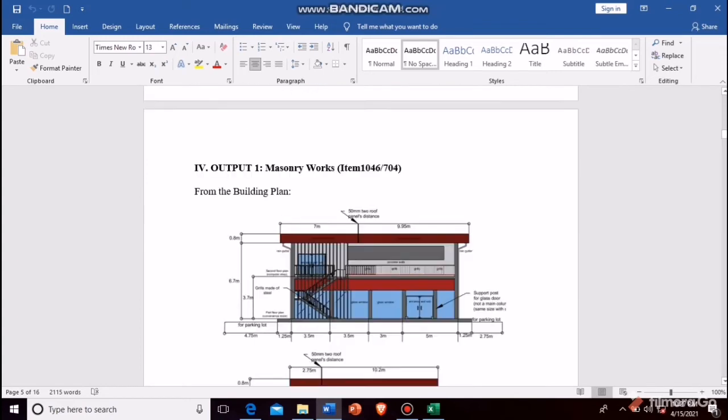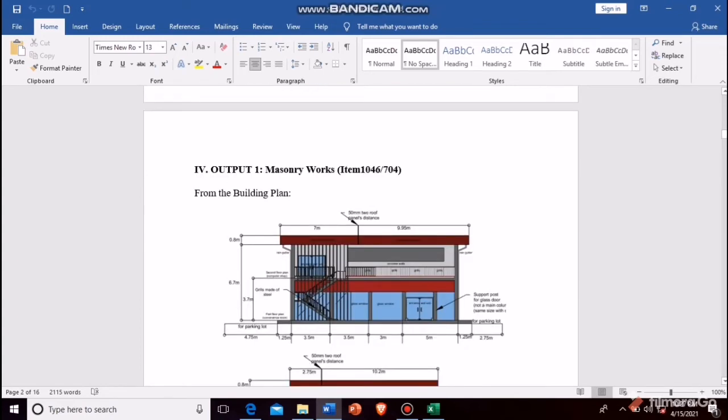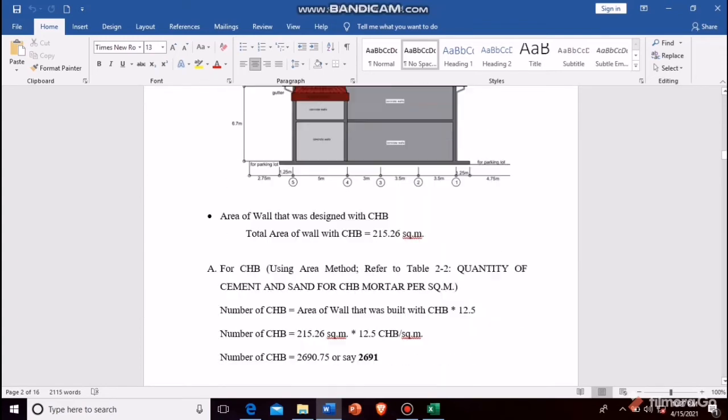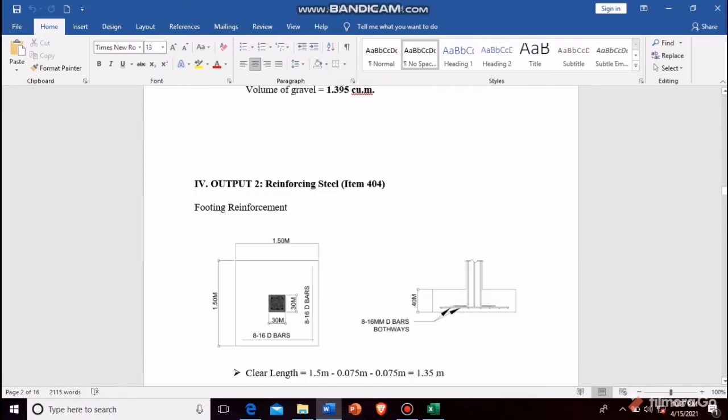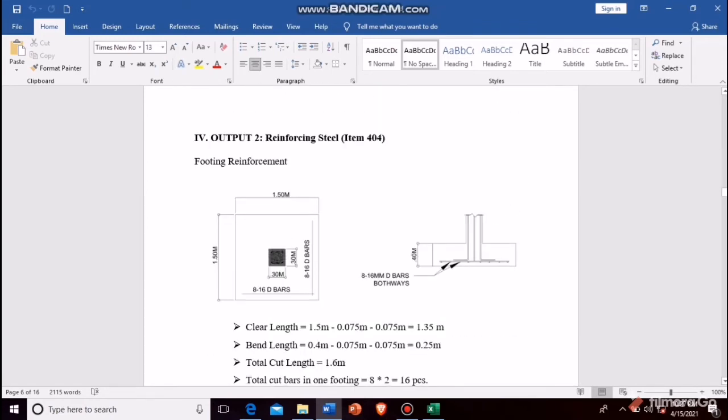Output number 1, masonry works item 1046 over 704. For output number 2, that is reinforcing steel, item for footing reinforcement.